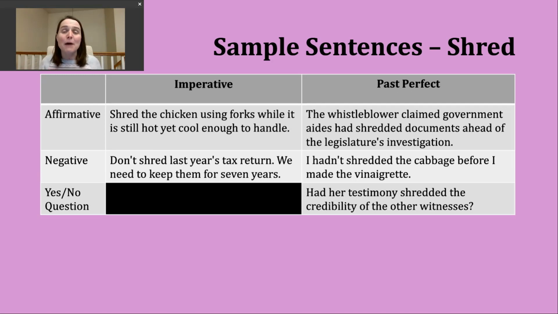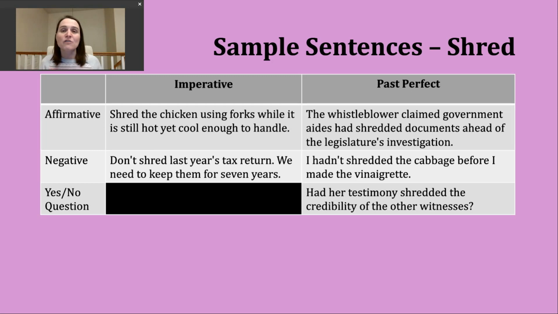Finally, let's talk about making a yes or no question in the past perfect. To do this, start with had, then you're going to have your subject, and then you're going to have your participle form of the verb. Here's another example: Had her testimony shredded the credibility of other witnesses?